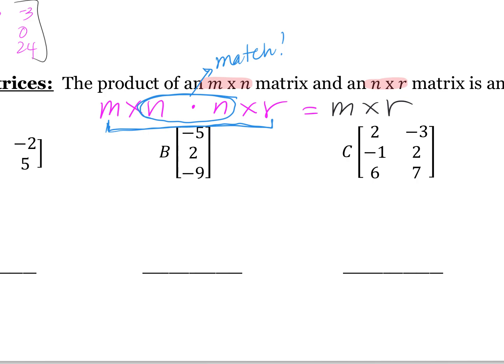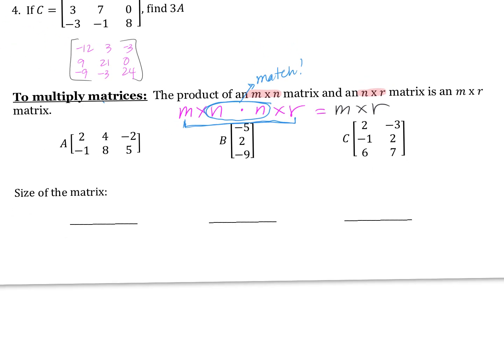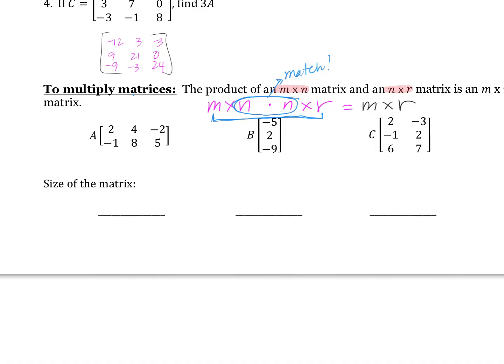Let's first remind ourselves of the size of this. This would be a what by what? This is why the size is important. A what by what? Careful. X-axis, Y-axis. I know, right? It's so easy to do. Right? X-axis, Y-axis. What about B? 3 by 1. Very good. C, 3 by 2.